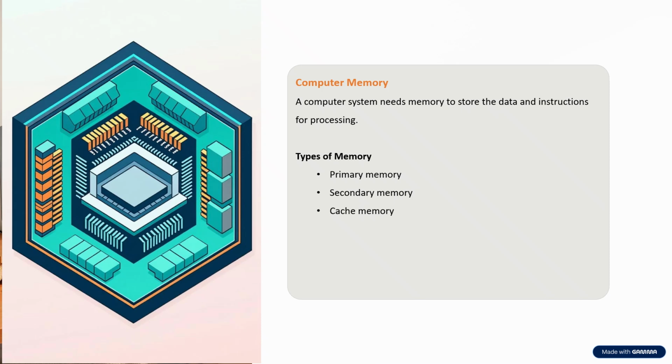Cache memory is a very high-speed memory that is placed in between the CPU and the main memory. Examples of primary memories are RAM and ROM, that means random access memory and read-only memory. Examples of secondary memories are hard disk, floppy disk, CD, DVD, pen drives and storage disk, etc.